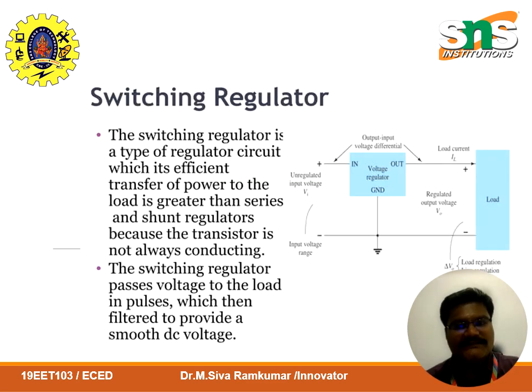The most efficient voltage regulator is the switching regulator. Unlike a linear regulator, a switching regulator turns the transistor on and off rapidly, sending power in pulses. These pulses are then filtered to give a smooth DC output. Because it's not always conducting, it wastes less power and is ideal for battery powered devices. So switching regulators offer high efficiency and a compact design.